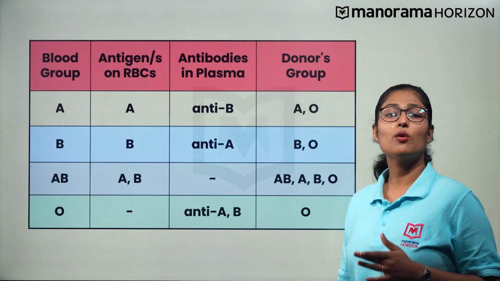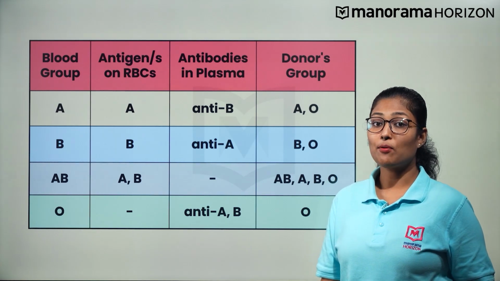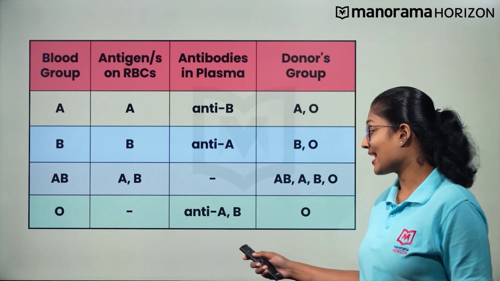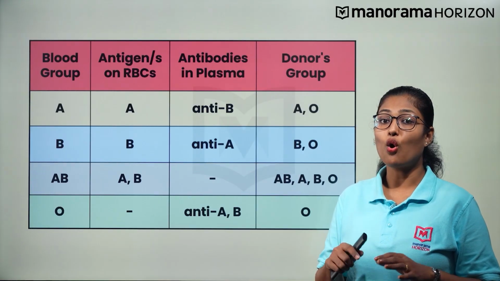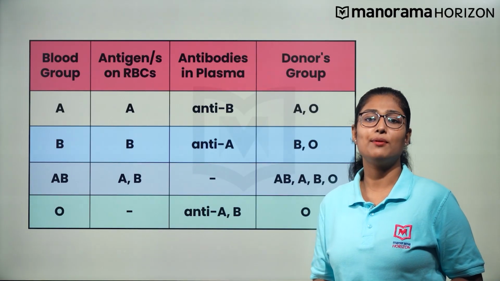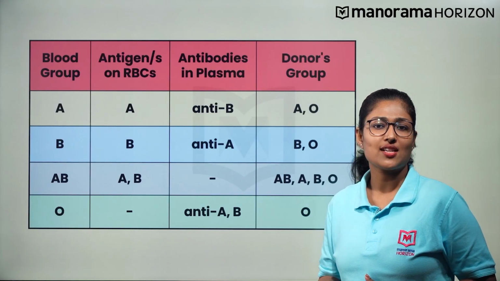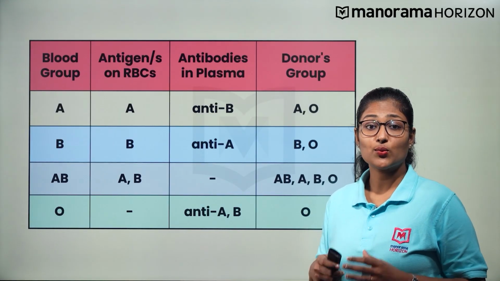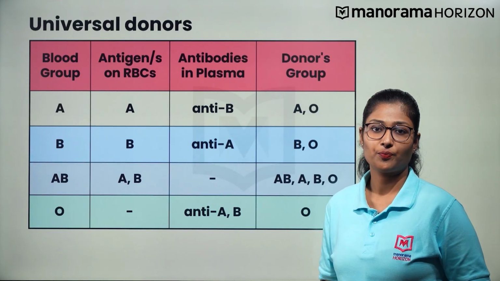Individuals with blood group O lack antigen in RBC. The antibodies seen in the cell are anti-A and anti-B. Hence, the individual with the O blood group can donate their blood to any other individuals. What does this infer? Individuals with blood group O are universal donors.